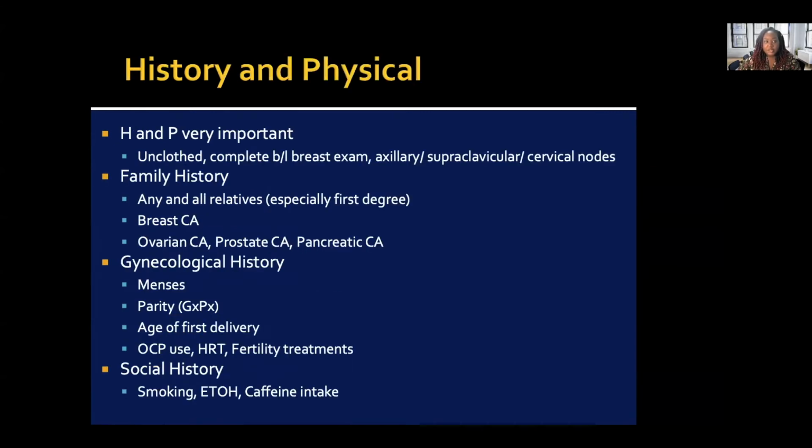The history and physical is very important. The patient should be unclothed. You should do a complete bilateral breast exam, including looking at their axillary, supraclavicular, and their cervical nodes.